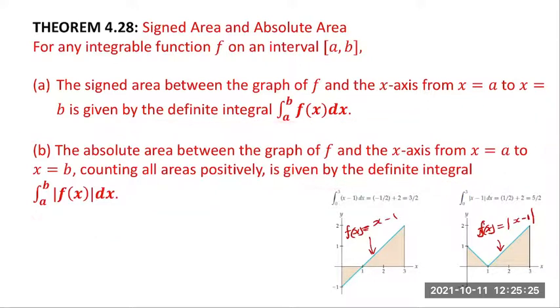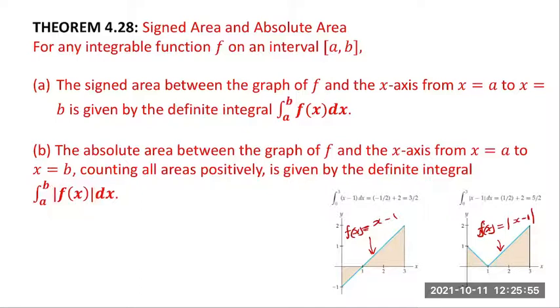Second part of the theorem. Let's look at the second part. The absolute area between the graph of f and the x-axis from a to b, counting all areas positively, is given by the definite integral from a to b of the absolute value of f(x) dx. All you need to do is, instead of taking the definite integral of f(x), you take the definite integral of the absolute value of f(x).